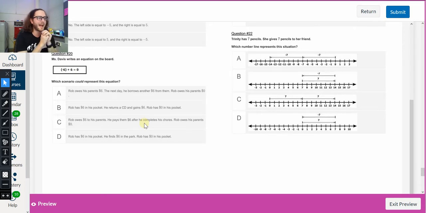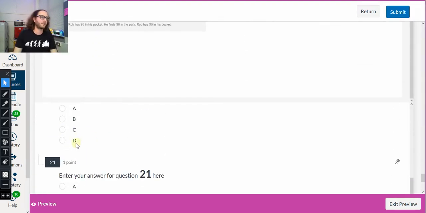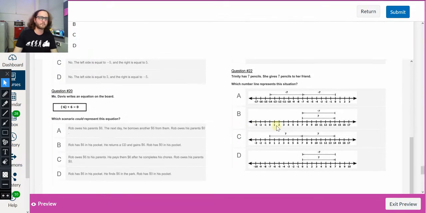B says Rob has $6 in his pocket, and he returns a CD and gains $6 more. So no, how do you gain more money and somehow end up at 0? Makes no sense. Rob owes $6 from his parents, okay, that's the negative, and he pays them $6 after he completes his chores, so now he owes his parents $0. Yes, that would work, because he started at a negative and then he paid to get back to 0. So the answer would be C for number 20.